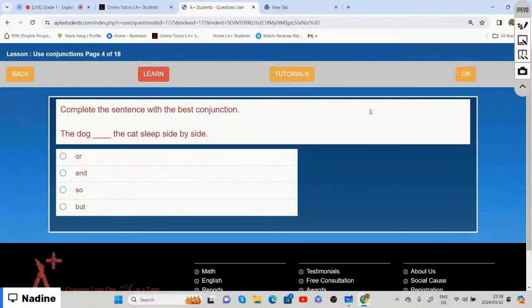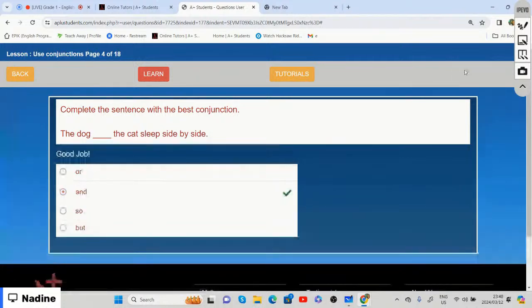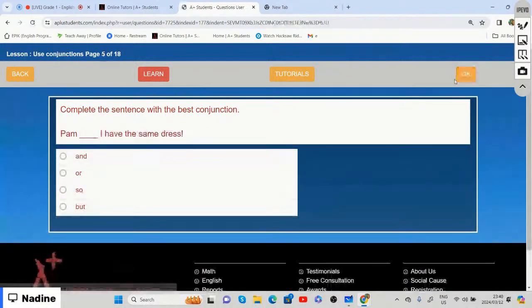All right, so we have chosen the correct option, and we said the dog and cat sleep side by side. So the dog and the cat, they sleep side by side. And the word and is correct.